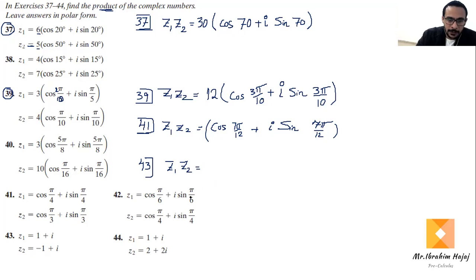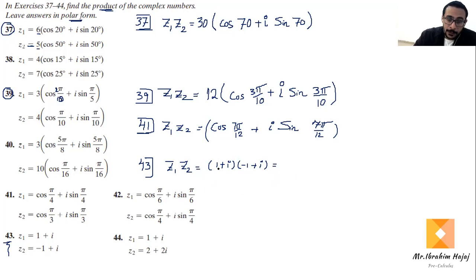Yeah. No, plus 1. Can we multiply first the two numbers? 1 plus i and minus 1 plus i. And then write your answer in what? Polar form. I need the answer in polar form. So we can multiply first and then convert the product to polar form.